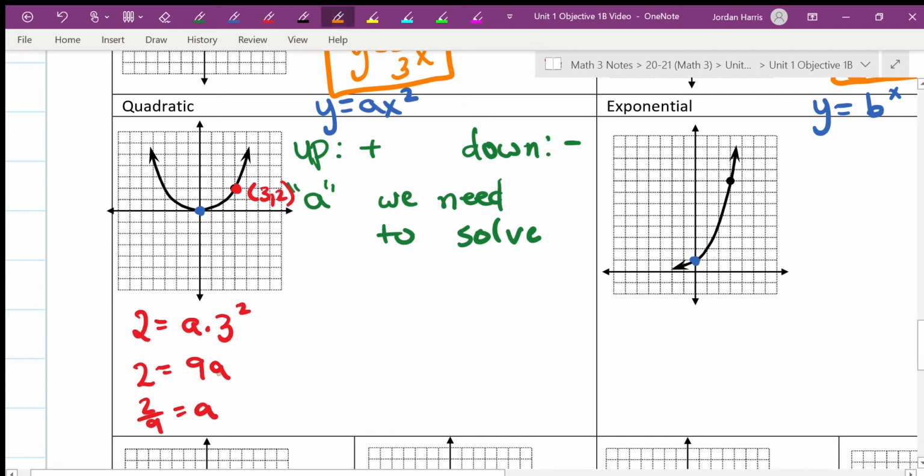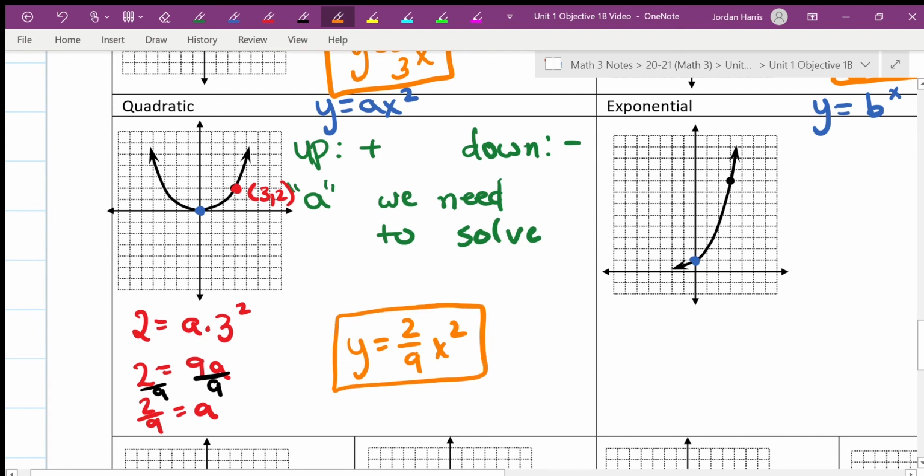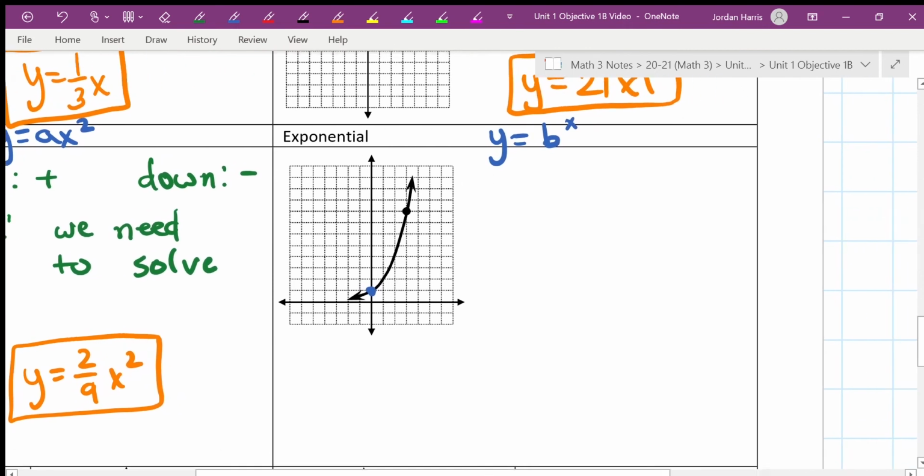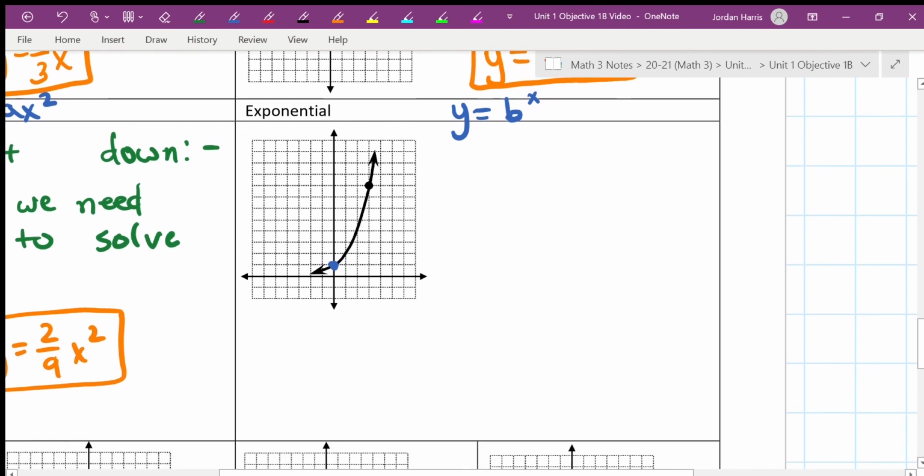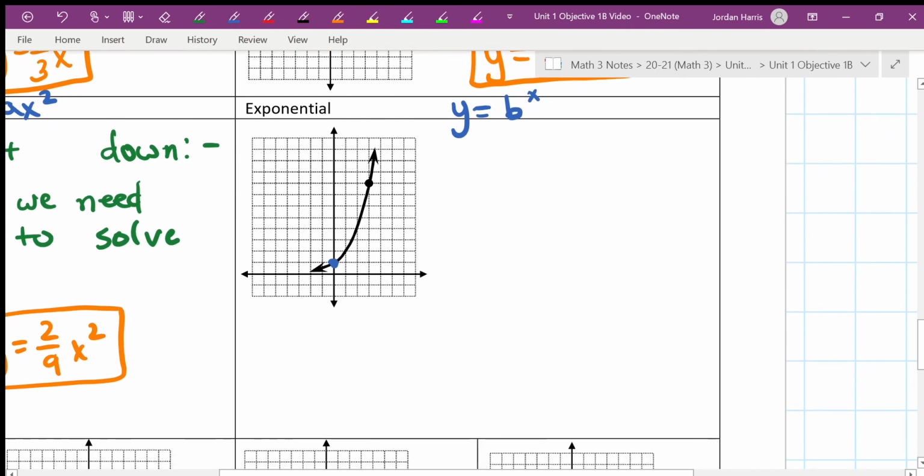Right, square it, then divide. I guess I should show that work. Divide by 9 on both sides. That's where I did that. And so I get y equals 2/9 x squared. This gets a lot more complicated later. Right now it's pretty simple. We gotta solve. There's no way around it. Exponential, same thing. We have to solve. There's no way around it. Okay.